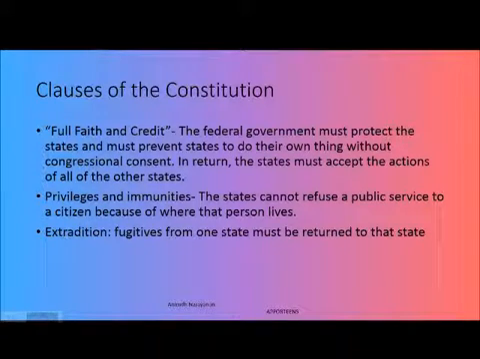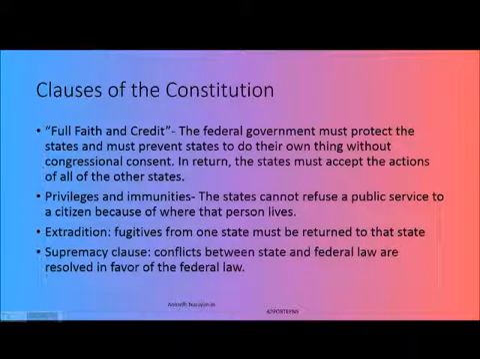The extradition clause, which is the idea that fugitives from one state must be returned to that state for their own trials and stuff. Now, this was originally meant to include slaves, and it still technically includes slaves, but now it's not necessarily that. It's more along the lines of criminals that move and try to run away from their home state. And the supremacy clause, a very important clause.